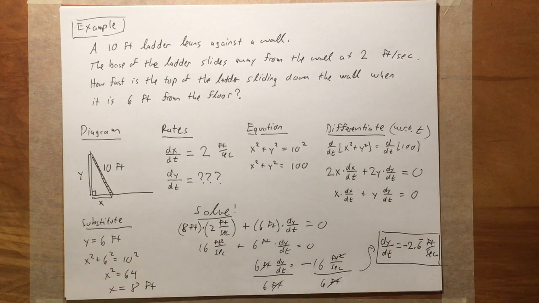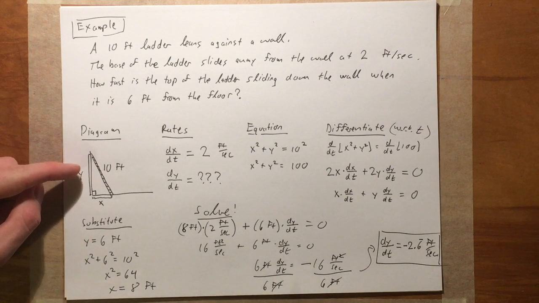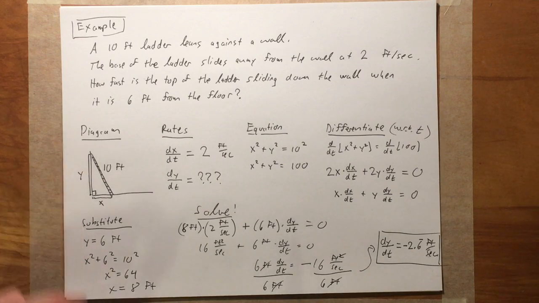And we did it. That's how fast the top of the ladder is sliding down the wall when it's 6 feet from the floor.